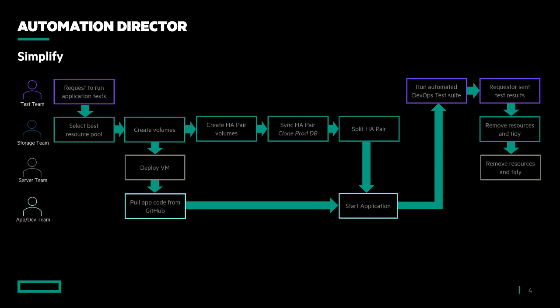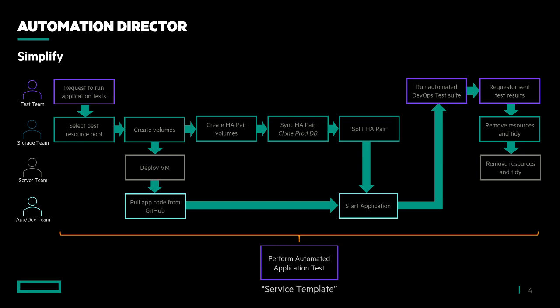Sticking with the example of a DevOps process, it's easy to see there may be a lot of steps and a number of different departments involved. AD allows you to simplify such a process and define a service template. The service template being the sequence of tasks required to achieve the desired objective. Each task in the sequence may be a storage-related activity, a logical decision like an if or a loop, or for example integration with another device or application via REST API or CLI commands.